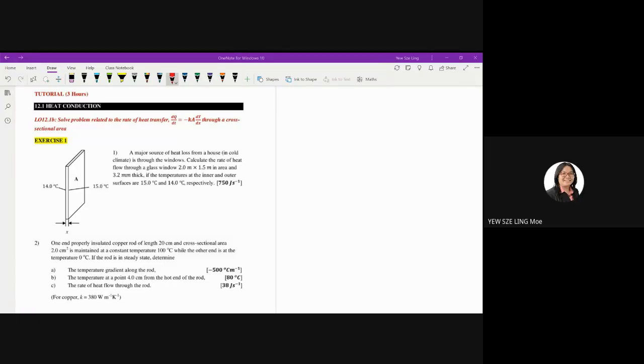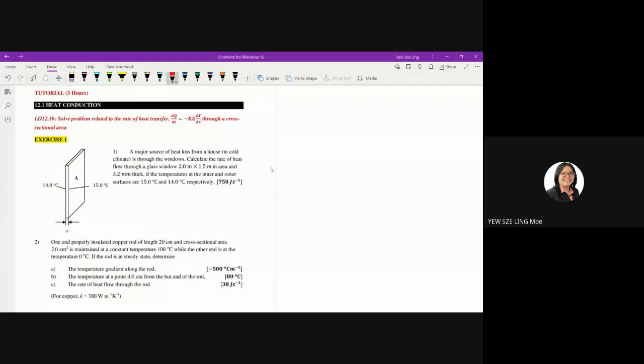Okay, so let us begin our class today. Today we'll be doing chapter 12. Chapter 12 is heat conduction and also thermal expansion, which means this chapter contains two main subtopics. One is about conduction and the other one is about expansion. So first we'll be looking at 12.1, heat conduction.